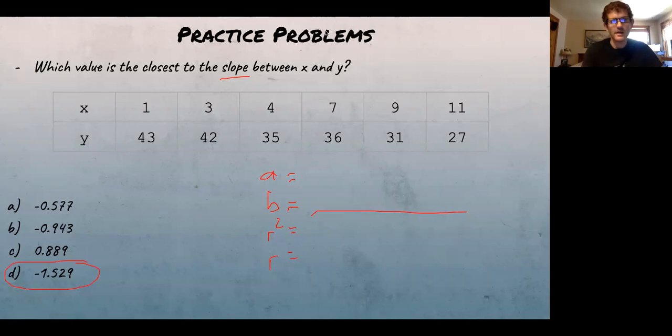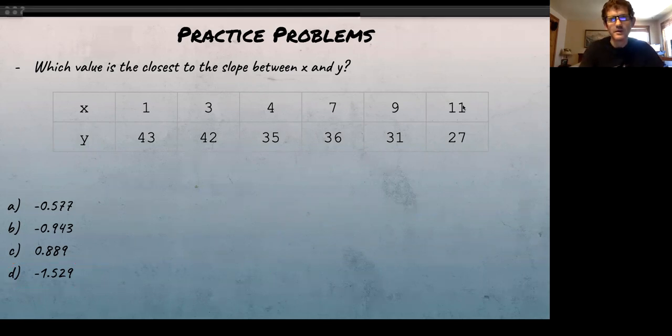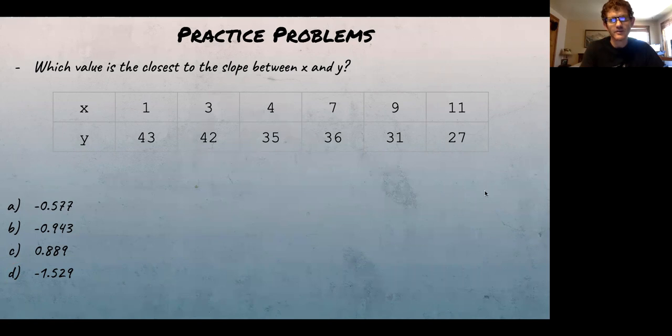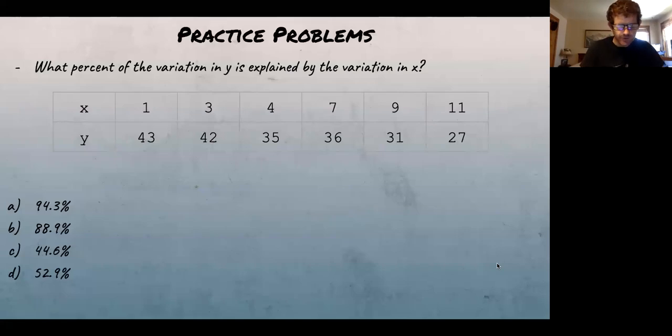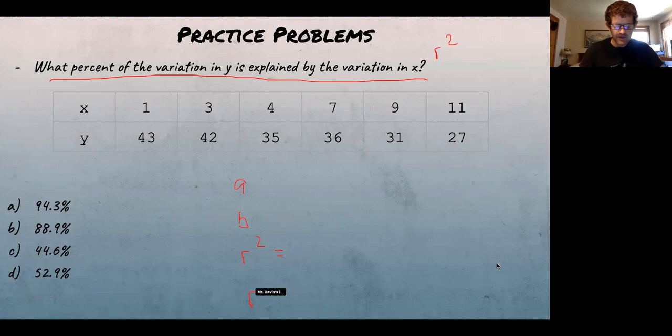Okay, next question, I should say, there's quite a few more questions. The thing you have to interpret here is that it's saying what percent of the variation of y is explained by the variation in x. This is another way of saying what's your r squared. And again, you've got a, b, r squared as the third one, r down here. Whatever that says is going to be presented as a percent, which should have been b, 88.9%.